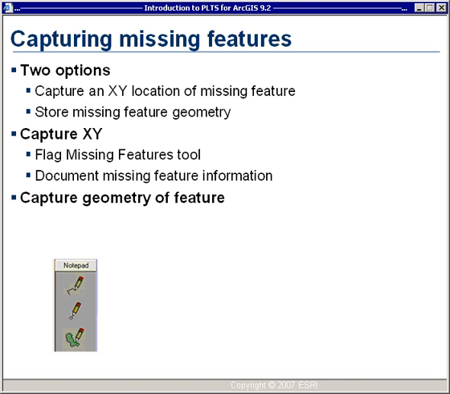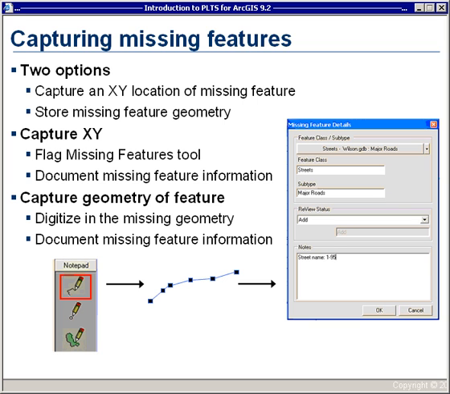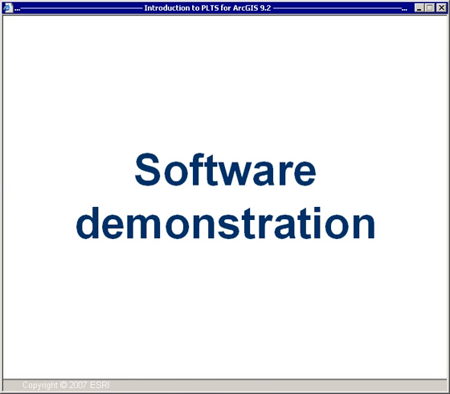If you would rather capture the entire geometry of the missing feature, you'd use one of the tools inside the reviewer table called the Notepad Feature Tools. With the Polyline Notepad Feature tool, we would literally digitize in the missing geometry. And when finished, we would be prompted to provide all the needed information about that missing feature. The geometry is stored in the reviewer geodatabase and can be used by the correction technician when the time comes. So let's go to our next software demonstration.